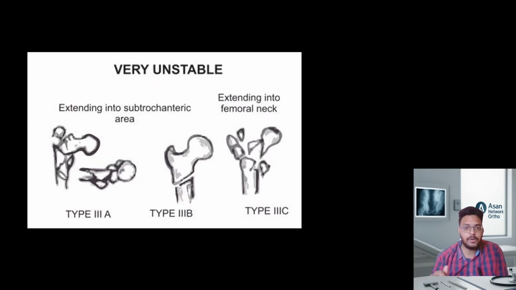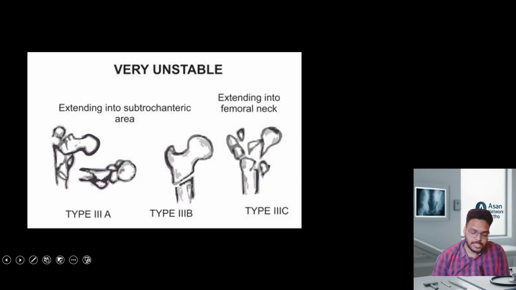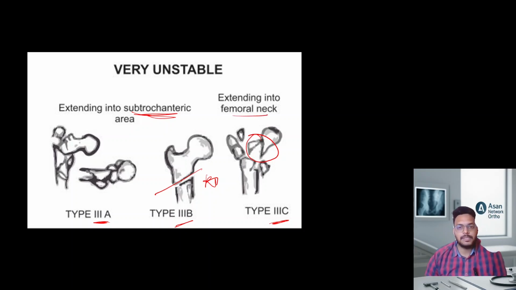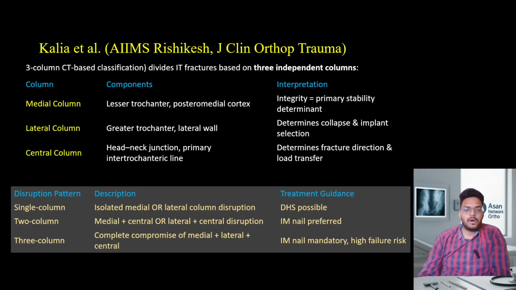Then the very unstable fractures are when there is an extension into the subtrochanteric region. Intertrochanteric fracture extending into the subtrochanteric region is 3A. If it is a reverse oblique fracture, it is 3B. And if it is extending into the neck, the neck is getting fractured, then it is type 3C. This is Kulkarni's classification. Now coming to our most important clinical classification, Kalia et al.